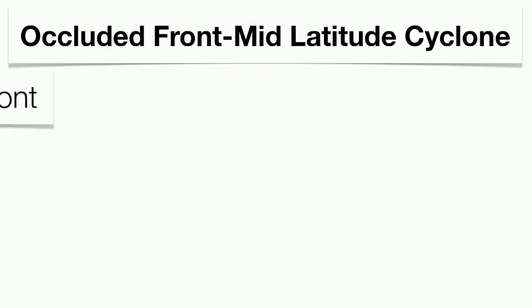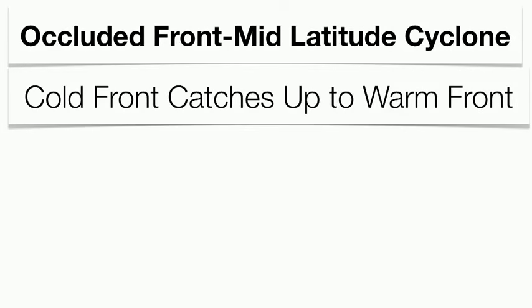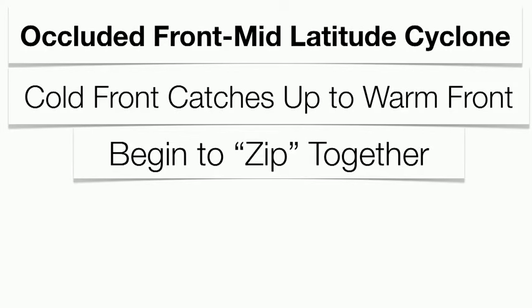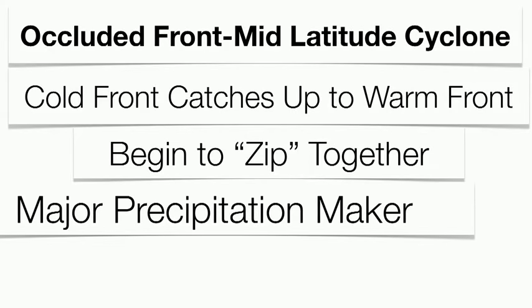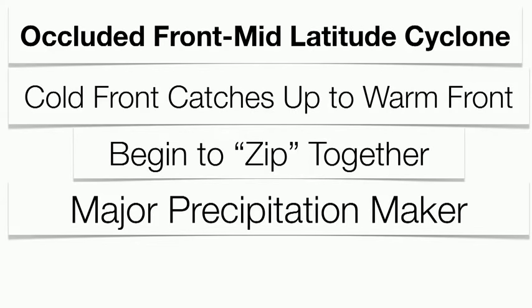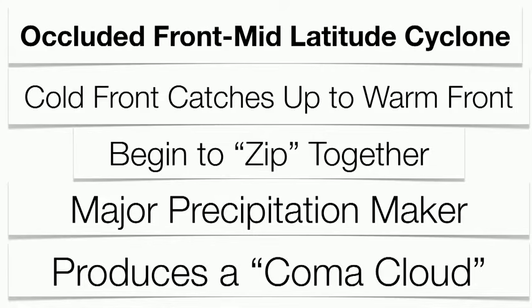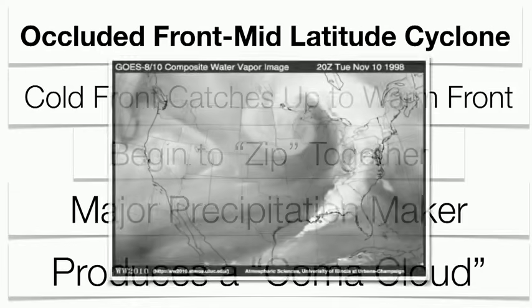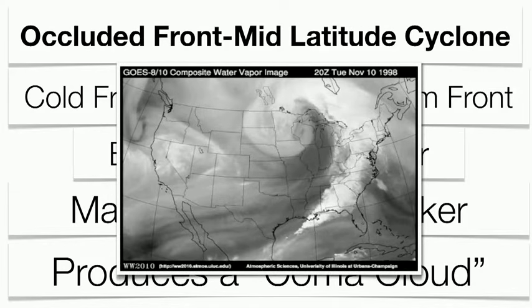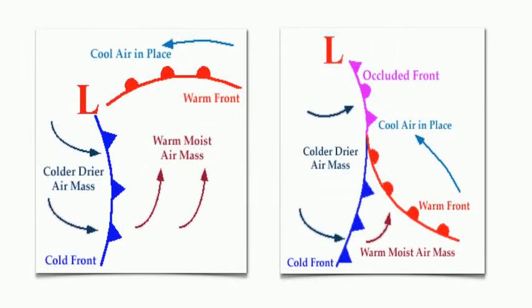Occluded fronts, or your mid-latitude cyclones, is where your cold front and warm front actually meet up with each other and merge together, they zip together. You are going to get major, major precipitation with these types of storms. When you look at a satellite image, you're going to notice a mid-latitude cyclone because of the classic comma cloud. And you'll notice in this picture from 1998, the classic comma cloud extends from Minnesota all the way down into the Gulf of Mexico.